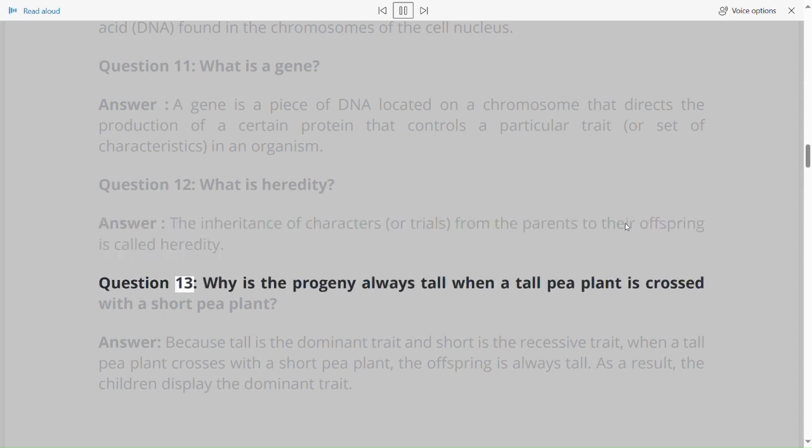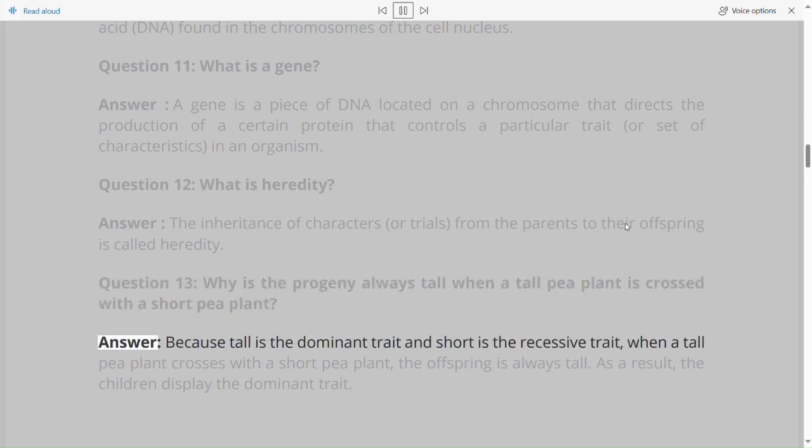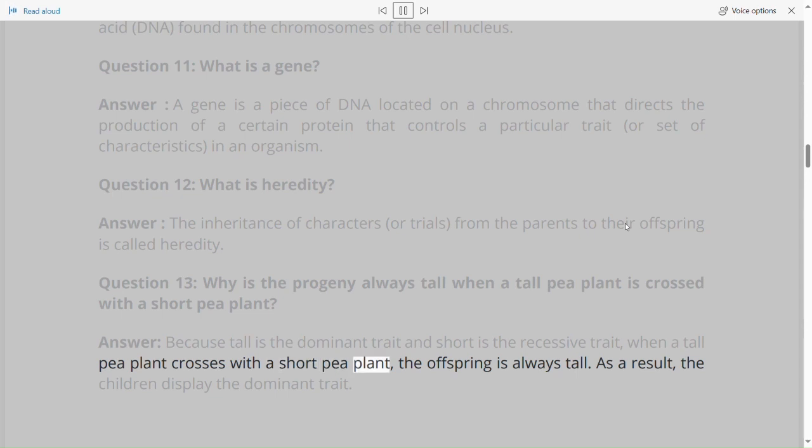Question 13. Why is the progeny always tall when a tall pea plant is crossed with a short pea plant? Answer. Because tall is the dominant trait and short is the recessive trait. When a tall pea plant crosses with a short pea plant, the offspring is always tall. As a result, the children display the dominant trait.